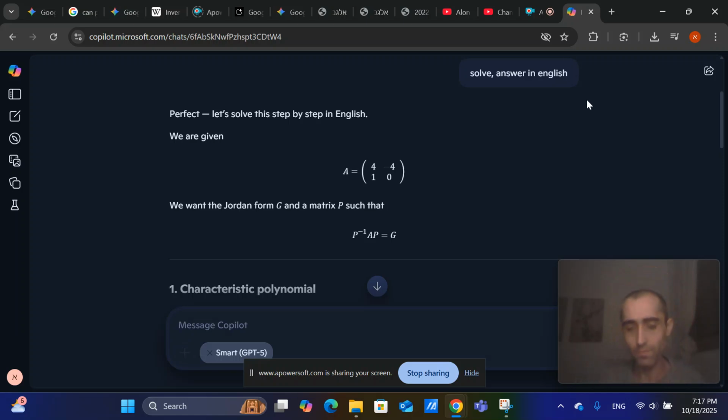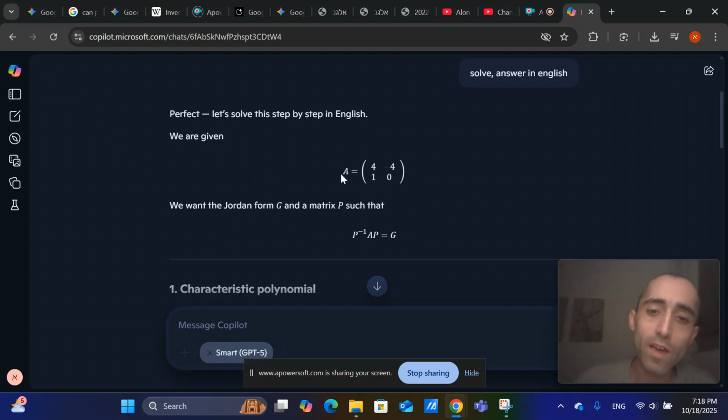Okay, so the idea is to have a matrix and to try to find the Jordan form of this matrix. Not just that we'll find the Jordan form of this matrix, we will also find a matrix, let's call it P, such that this P will be the transforming matrix.